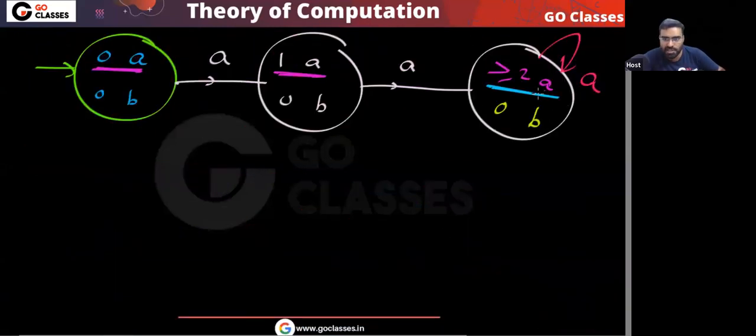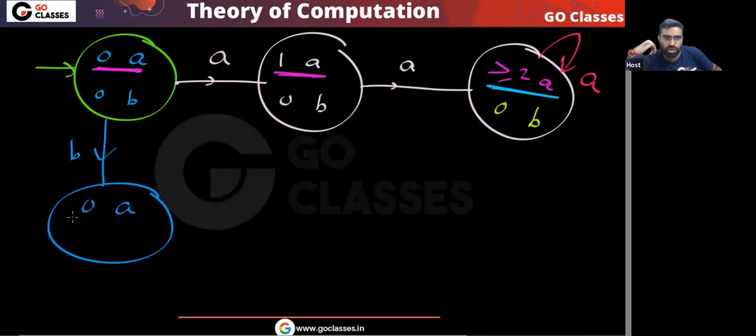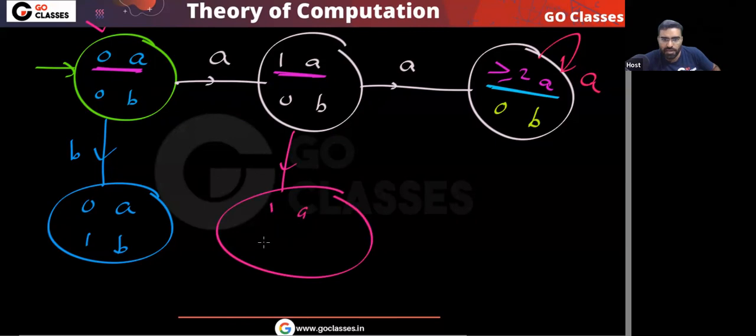So you can notice in this state, if A comes, then that will be self-loop. Very good. In this state, if B comes, where will you go? You will go to the 0A, 1B state. In this state, if B comes, now remember this state is over. In this state, if B comes, where will you go? You will go to the 1A, 1B state. In this state, if B comes, where will you go?